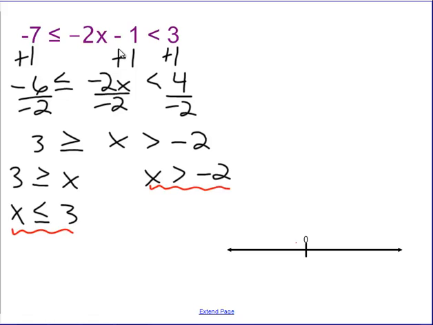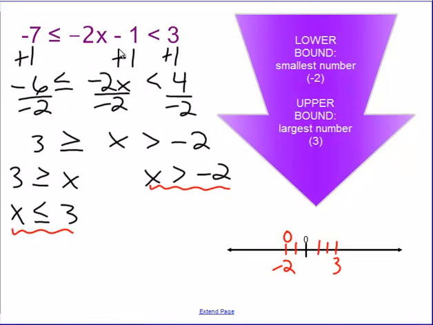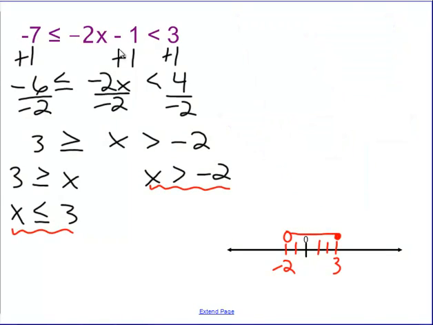I'll start at the lower bound, which is negative 2. I see that it's greater than but not equal to, so I will use an open dot. I'll be heading over to the upper bound of 3, and now that I see that it's less than or equal to 3, I know I can use the closed dot. Now I just need to connect those. I have the greater than negative 2, and I have the less than 3, and I have my compound inequality graphed. Very quick look at examples of solving inequalities.